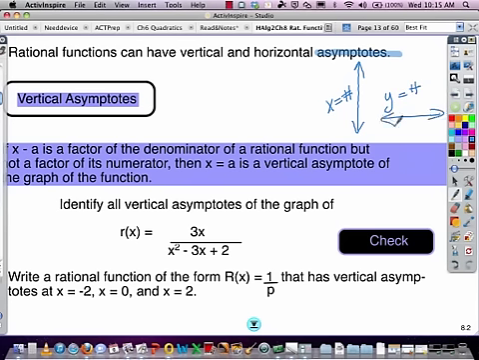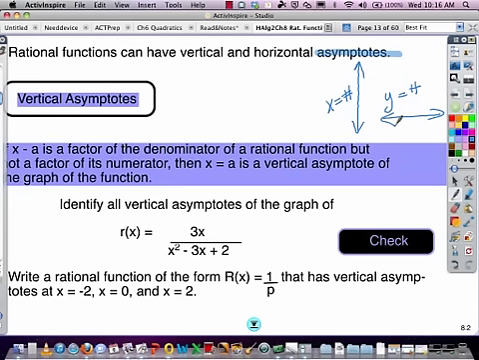So the definition says if we have the factor x minus a, so we've been dealing with that in our last couple sections, if x minus a is a factor of the denominator of this rational function, but not a factor of the numerator, then x equals a, that zero value, that root, is a vertical asymptote for the graph of this function. So it says on this one, identify all vertical asymptotes of the graph of r of x, and you can see r of x sitting here.